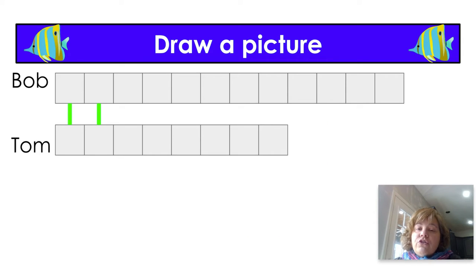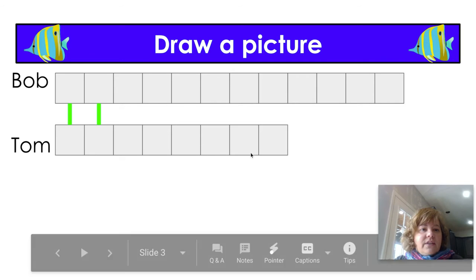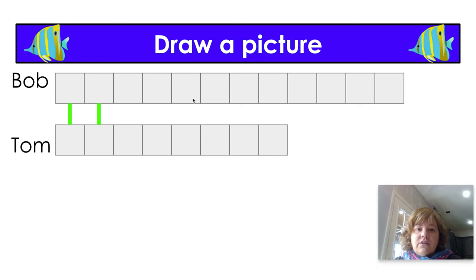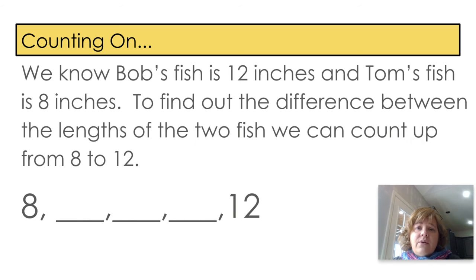So just like always, you can draw a picture, but it's a different kind of picture when we're comparing. We need to make an organized chart that has Bob and Tom both on there. Bob's fish is 12 inches long. So I drew 12 squares to represent the 12 inches of Bob's fish. Then for Tom, I drew 8 squares. And I'm going to match those up and see if I can figure out how much longer Bob's fish is than Tom's fish.